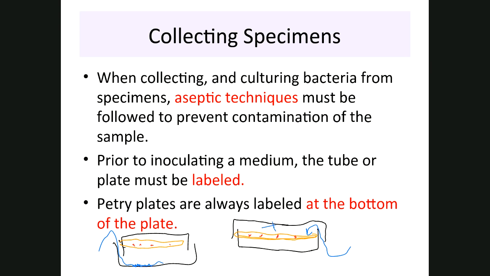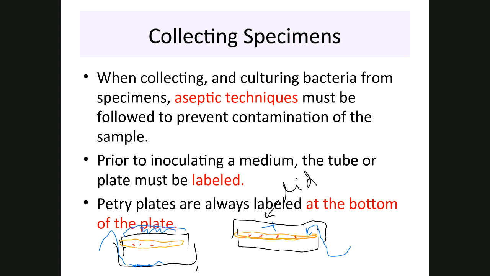The other reason that it's important to keep it upside down is that we label the plate at the bottom right here. So this is what it's going to be labeled. So since you're keeping it upside down and you're labeling it at the bottom, you can easily see the label and say, oh yeah, this is this plate, that's that plate. Whereas we never label the lid, because the plate is going to be kept upside down. And if you label the lid, you won't be able to read what's on the plate.